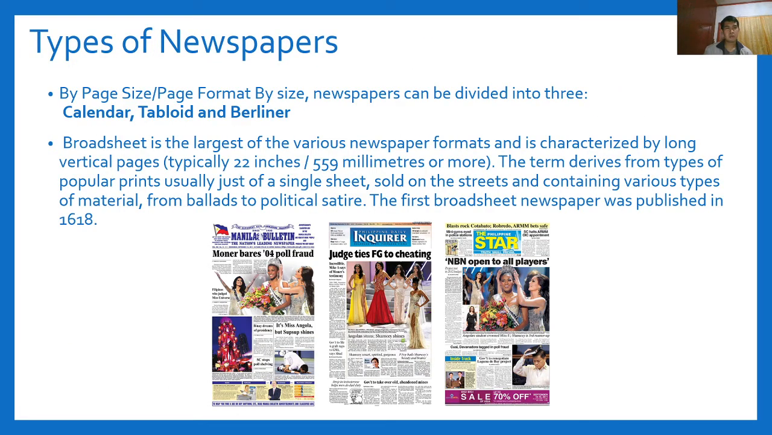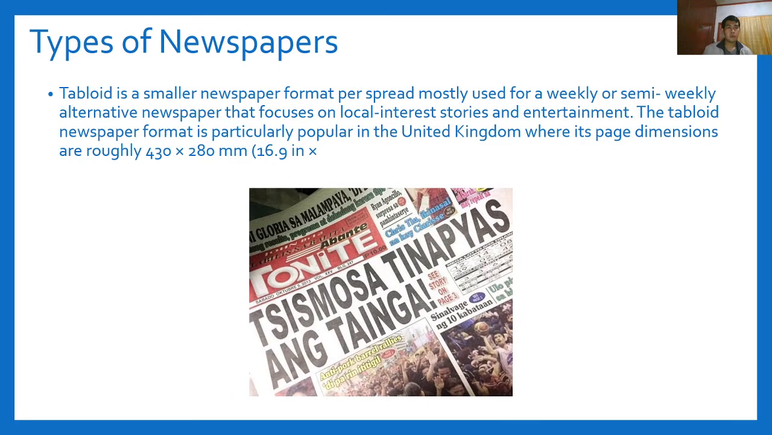Now we have different types of newspapers: the broadsheet, the tabloid, and the Berliner. The broadsheet is the largest of the various newspaper formats. It's a very big type of newspaper, typically 22 inches or 559 millimeters or more. Okay, so it's the biggest type of newspaper. Meanwhile, the tabloid is the smallest type of newspaper.